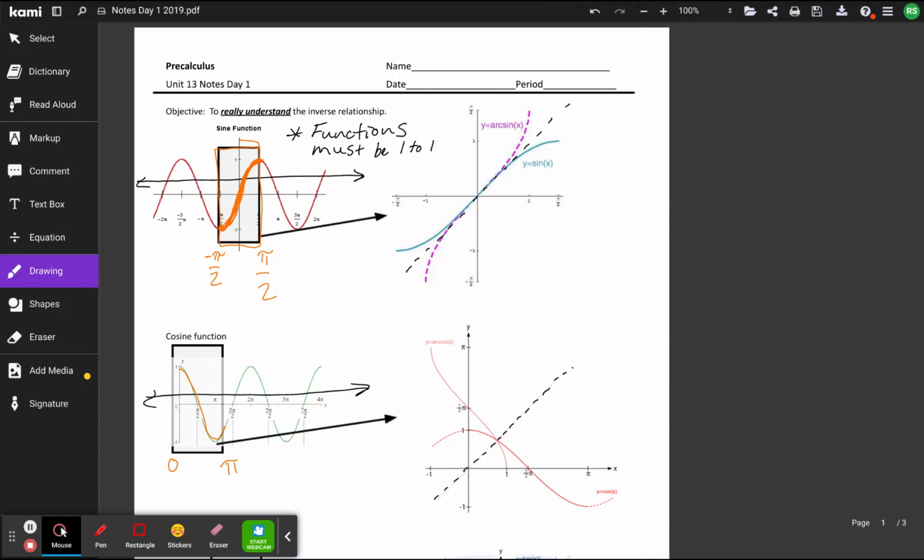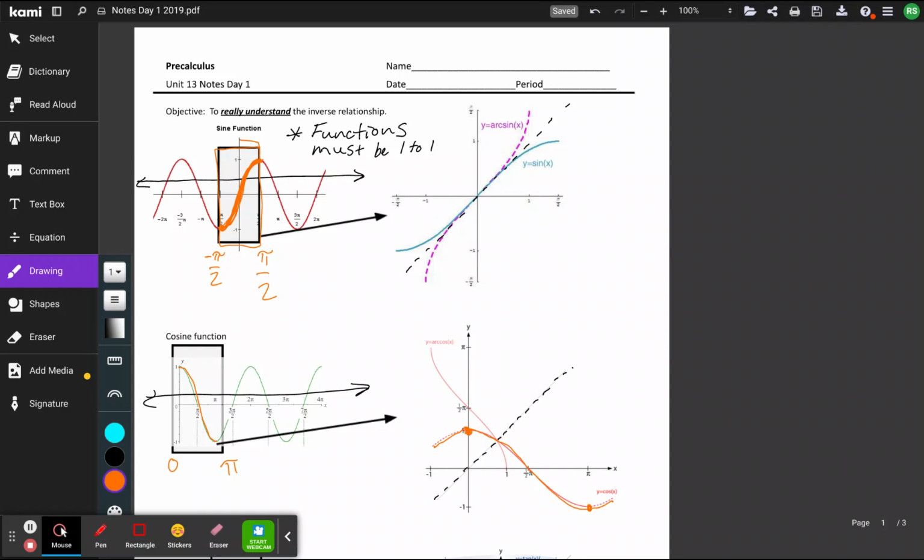And you'll see that if we restrict it to 0 to pi, we have another section of the function that passes the horizontal line test. You'll see that over here on the right side, cosine x is this curve that we have right here. And we have a little bit more graphed than what's necessary. We're going to focus from 0 to pi for cosine. That's the part that gives us a one-to-one function.